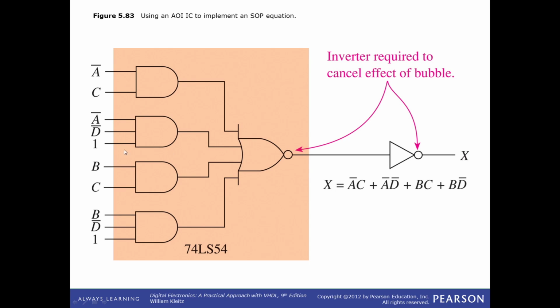And so in that way we can enable and disable the various terms in the equation that you would get from the complete chip. But the only thing you have to be careful with is that this is a NOR gate on this particular chip, the 74LS54. It does have a NOR gate at the very end, meaning there is an inversion right at the very end of the output, where if you want to cancel the effect of that bubble, you just add an inverter here at the end, and then you get your output X.